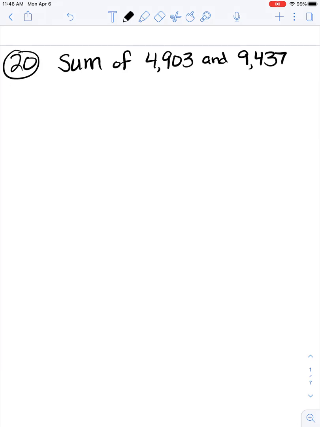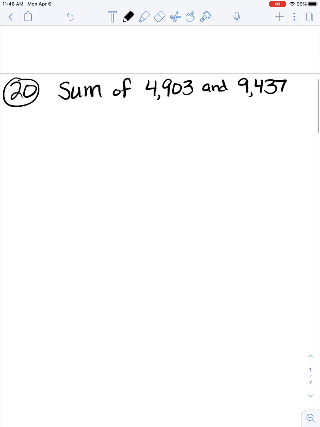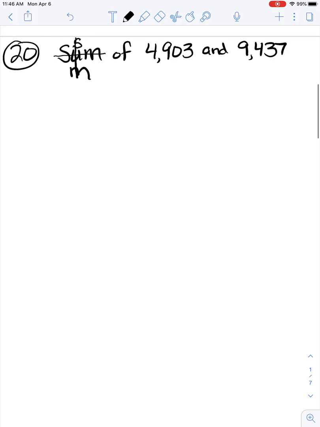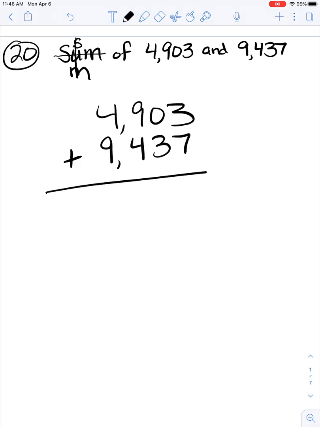Okay, on number 20, it is asking you to find the sum of 4,903 and 9,437. Remember, in the last couple of lessons we've been doing, we think about our sign up on our board, our math sign, where we have sum written like that to remind us that sum means add. So I'm going to take 4,903 plus 9,437. I could have written it the other way. I usually like to put the biggest number on top, but this will be fine.